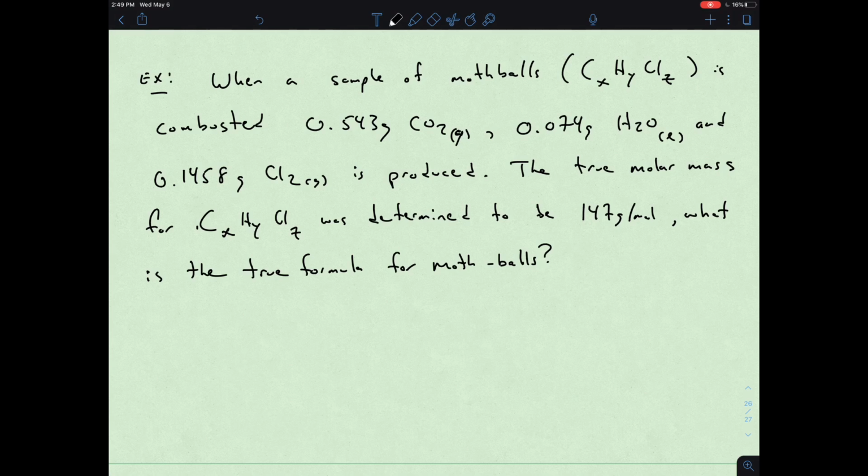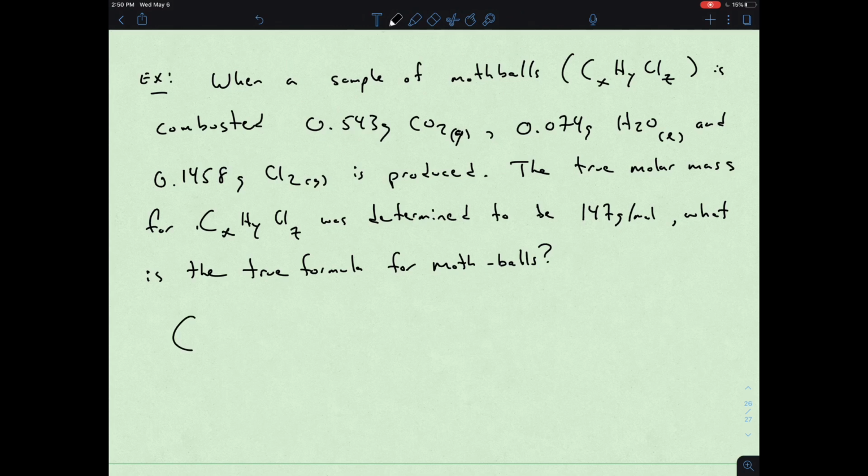CxHyClz. So basically saying it's a molecule made of carbon, hydrogen, and chlorine. And this is combusted. When it's combusted, it produces products, and our products are 0.543 grams of carbon dioxide, 0.074 grams of water, and 0.1458 grams of chlorine gas. Those are all produced. The true molar mass for the molecule was determined to be 147 grams per mole. And knowing that, we should be able to determine the true formula for our mothballs.